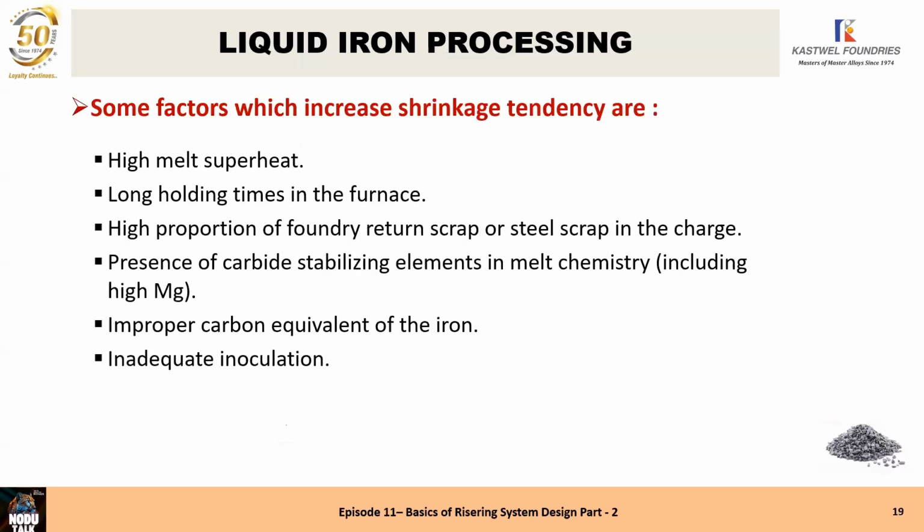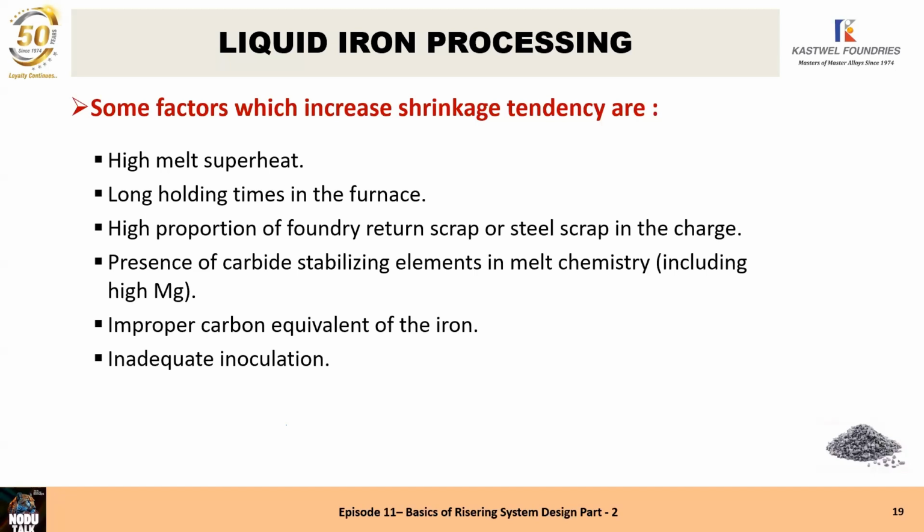Some factors which increase the shrinkage tendency of SG iron. These factors are high melt superheat. If we unnecessarily superheat the metal, it becomes more shrinkage prone. It increases the shrinkage tendency of the unnecessarily superheated iron metal. Long holding times of the metal in the furnace also increase the shrinkage tendency of the SG iron based metal.